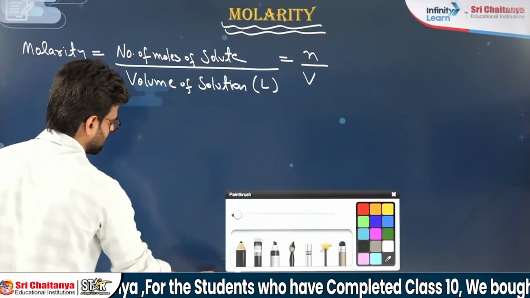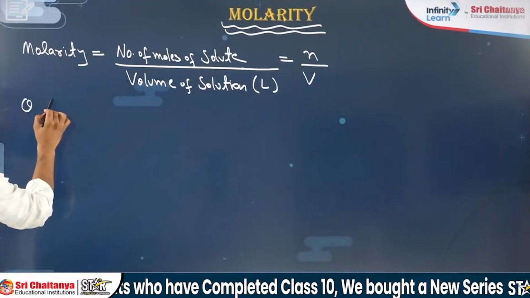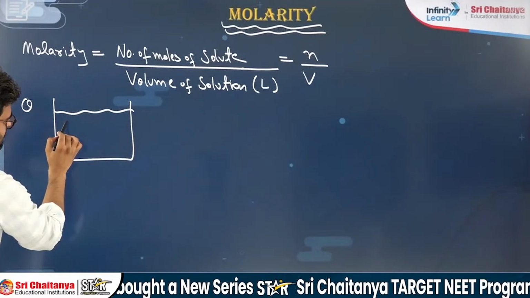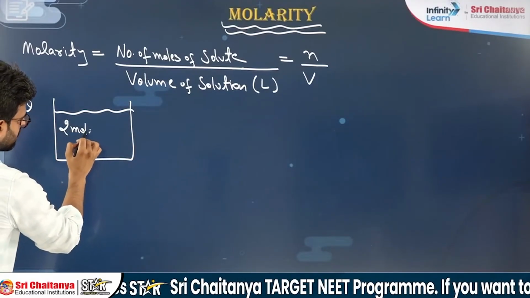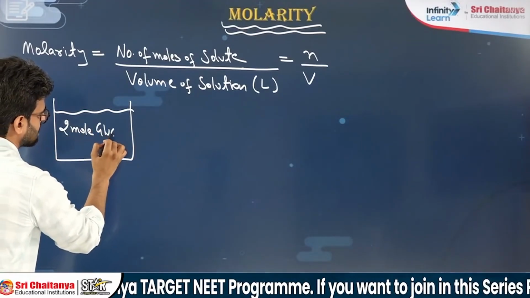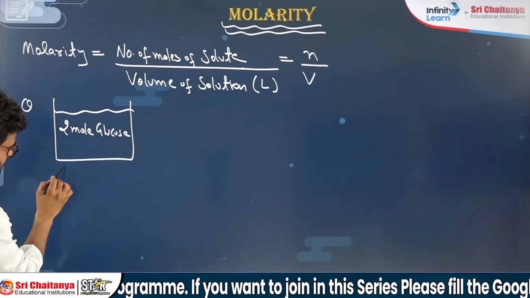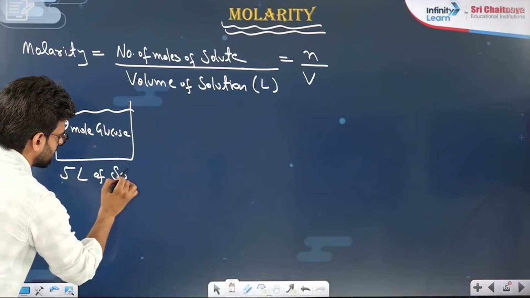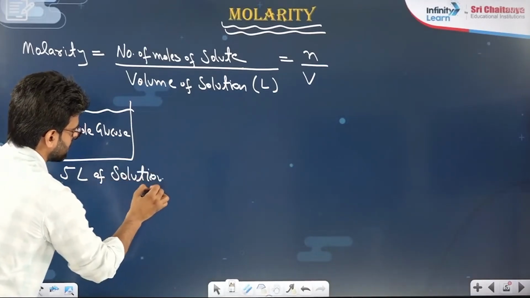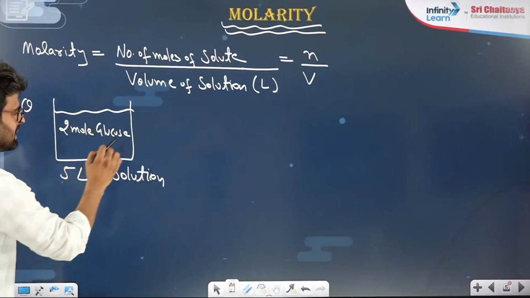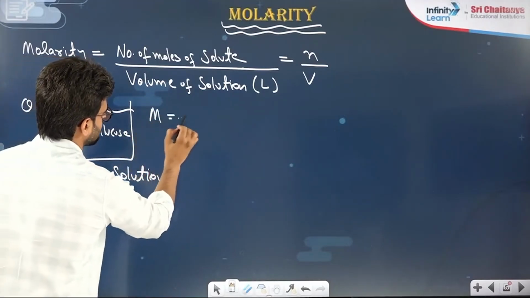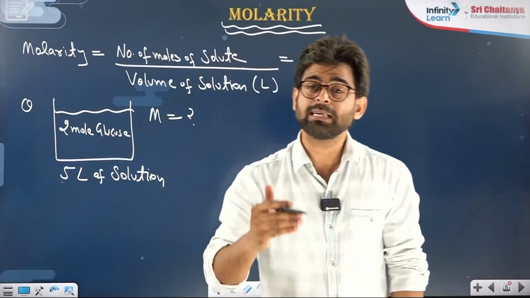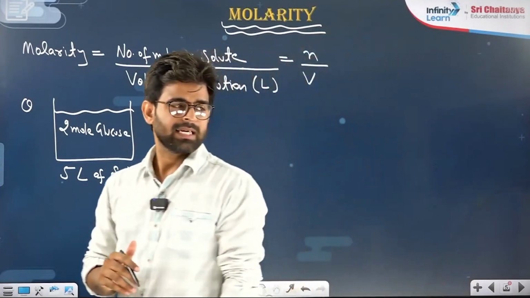So I am giving you a question. Please try, very easy. Assume 2 mole glucose as solute, and here I am saying it is 5 liter of solution. In 5 liter solution, we have 2 mole glucose. Please find the molarity of the solution, or you can say the molarity of glucose. Yes, everyone, fast.